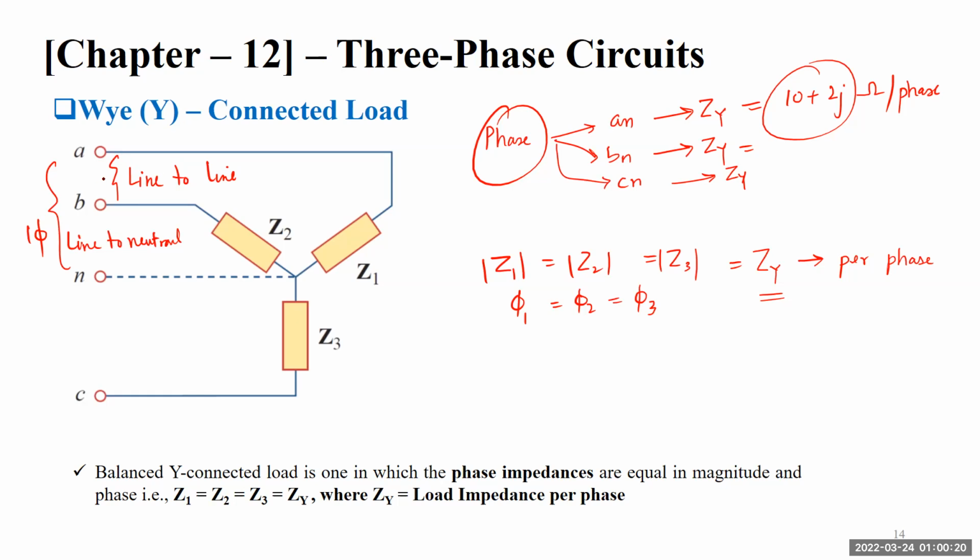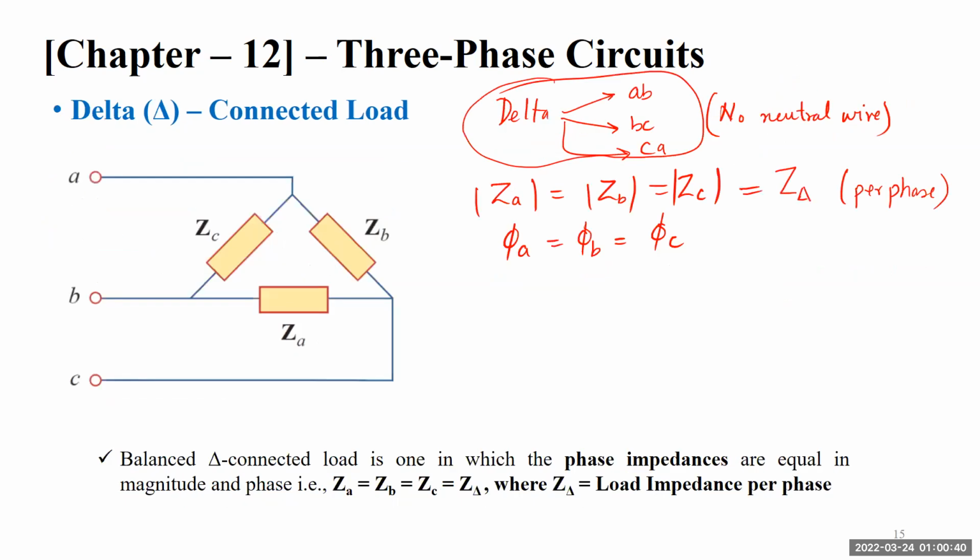Line to line AB will have Z1 and Z2 appearing together, and similarly BC line to line will have Z2 and Z3 coming up together. So the impedance will be different in case of line to line, and the same if we are talking about voltage. But delta does not have a neutral wire, so the phase of delta is the same as line to line.